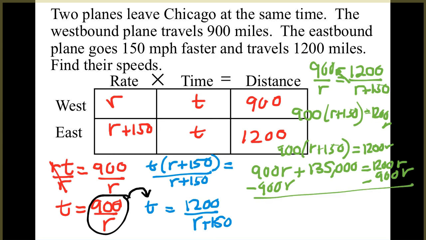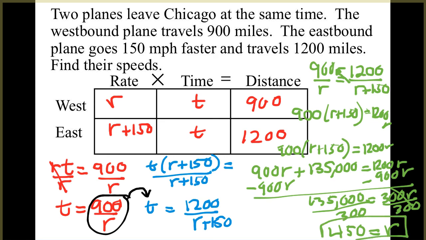And we are left with 135,000 equals 300r. Divide by 300, divide by 300, and the answer, r, is equal to 450. Now am I done? Well, that tells me the rate of the westbound train, which is 450, but then I have to also figure out the eastbound, and that would be 450 plus 600.